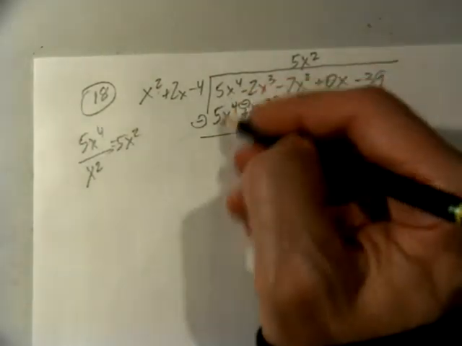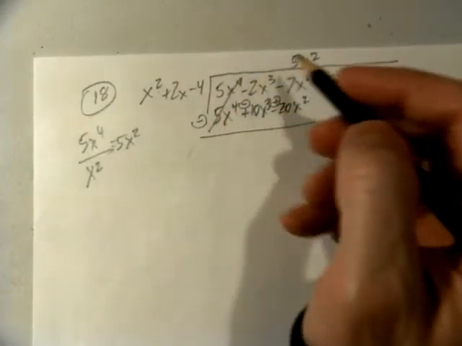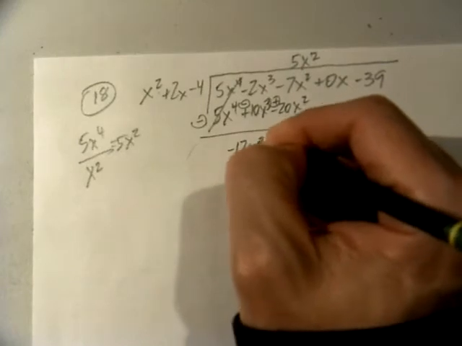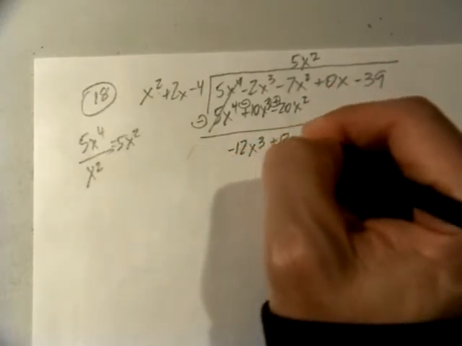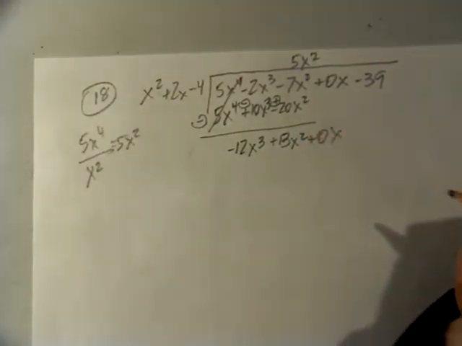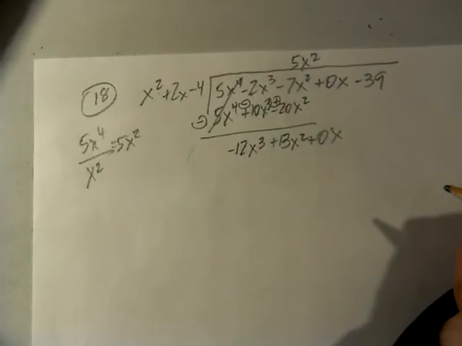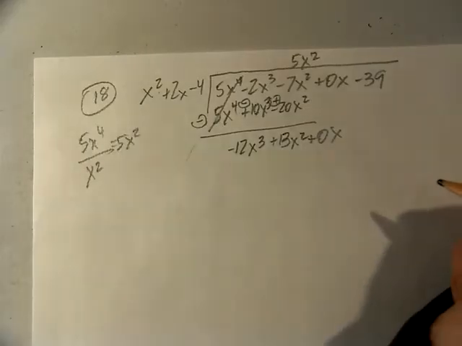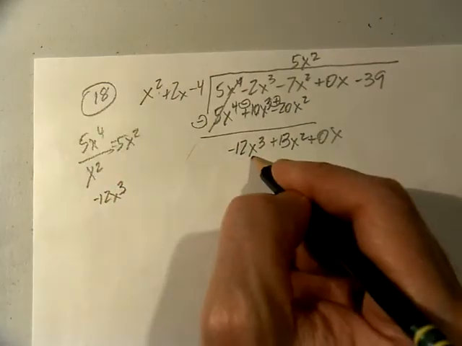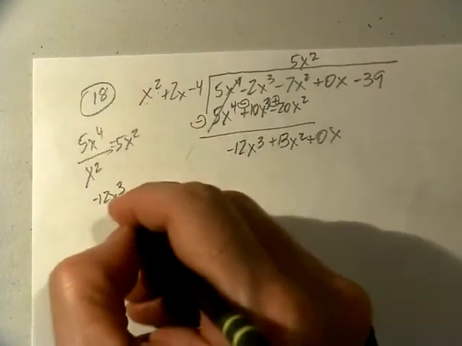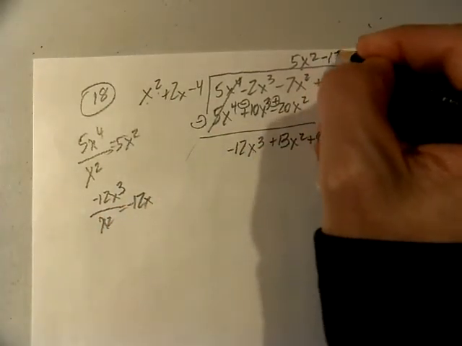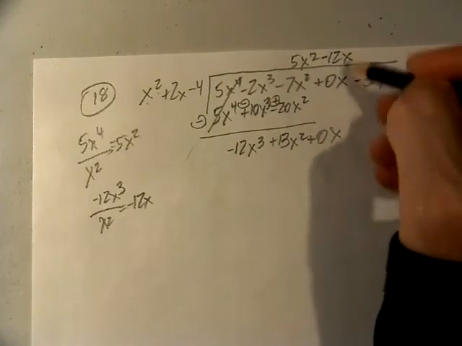I like to circle my new value. Notice how these cross out. They should always cross out. So we get negative 12x cubed plus 13x squared and 0 x's. Then we're going to take the negative 12x cubed and divide it by the x squared. That gives us negative 12x, and that's under the x column.